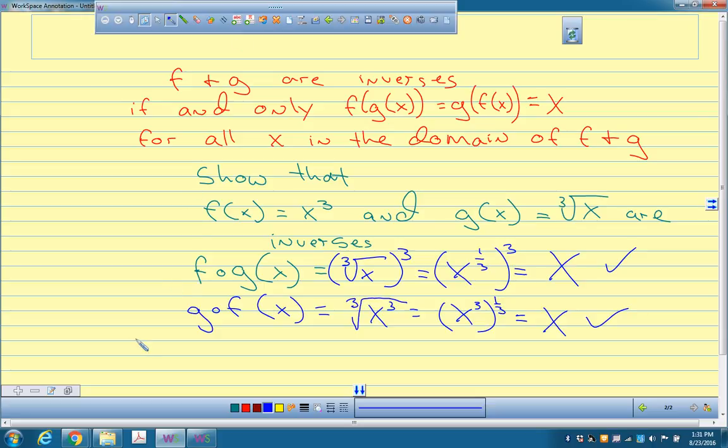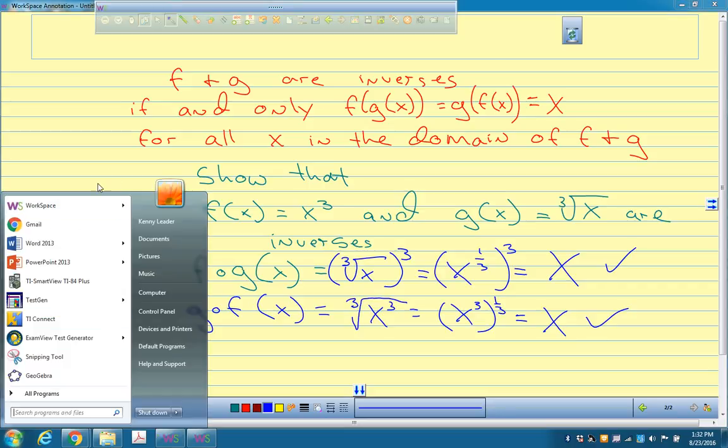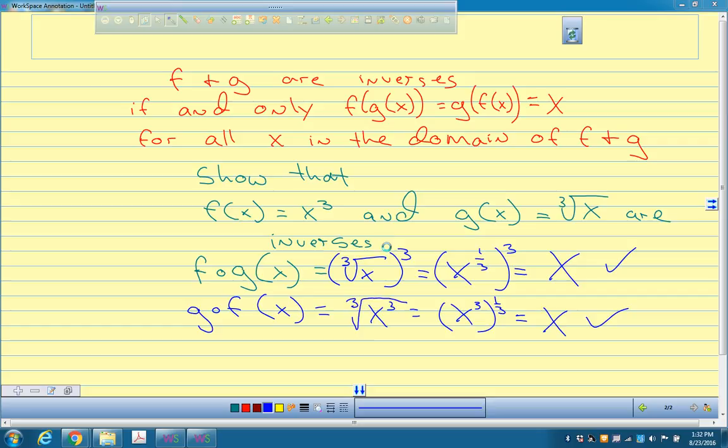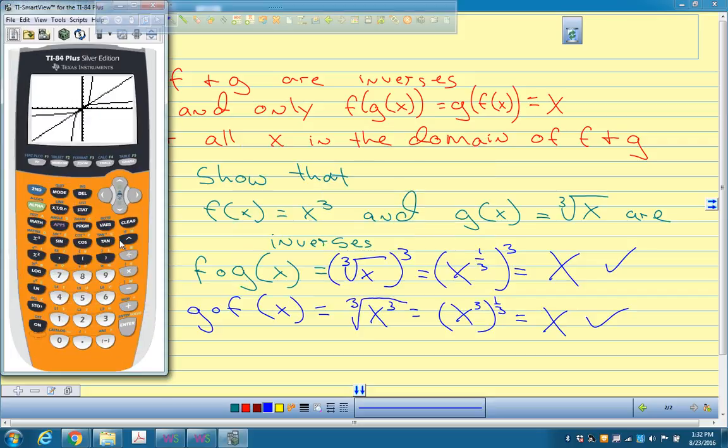If I graph these two things, I did this on my graphing calculator in the other class because it looks cooler. Clear y equals. First I'm going to graph y equals x to the 3rd and y equals the cube root of x. Okay. I get this graph. There's y equals x cubed. There's y equals the cube root of x.